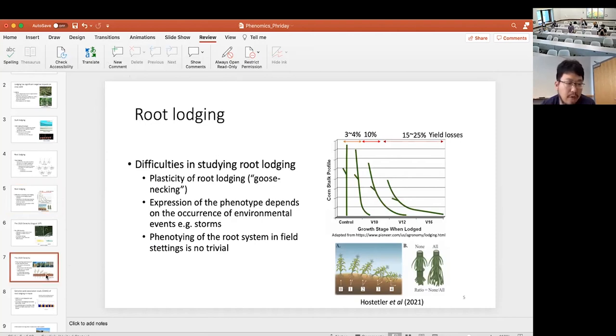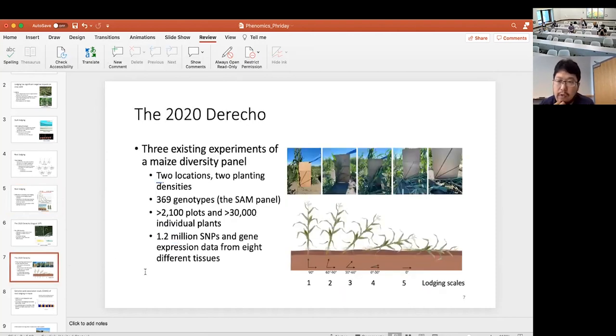So by using this quick and dirty way to score the root lodging, and these photos were taken the day after the derecho, so that's August the 11th in 2020, we were able to capture the variation of root lodging to avoid this goosenecking affecting our scoring of the phenotype.